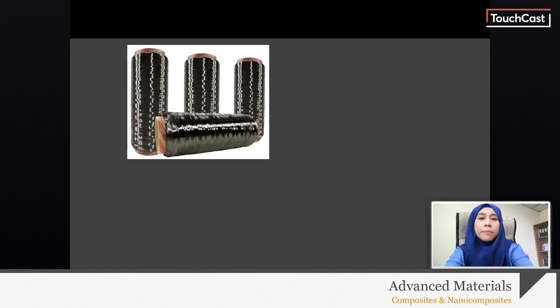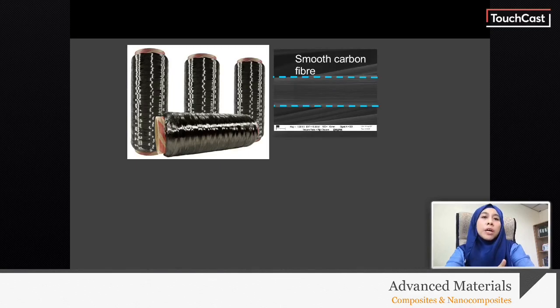Now, carbon fibers are known to be very strong fibers with high tensile strength. However, they are inherently smooth, and therefore the interfacial shear strength of carbon fibers in PMC is low. This means that if there is no treatment, the bonding between the polymer and the fiber surface will be weak.